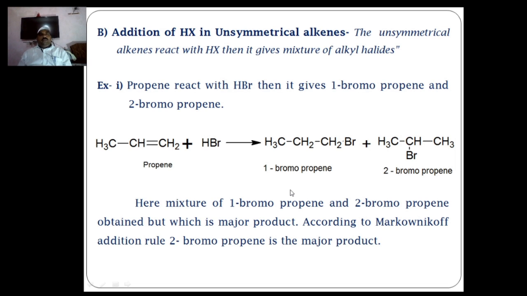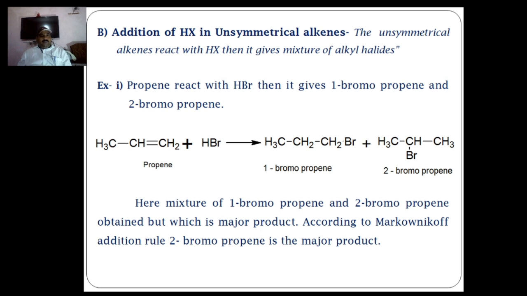Now addition of HX in unsymmetrical alkenes. In this case, the addition of HX in an unsymmetrical alkene gives a mixture of alkyl halides. For example, propene reacts with HBr, it gives 1-bromopropane and 2-bromopropane. Here propene is an example of an unsymmetrical alkene. So it reacts with HBr and gives a mixture of 1-bromo and 2-bromopropane.